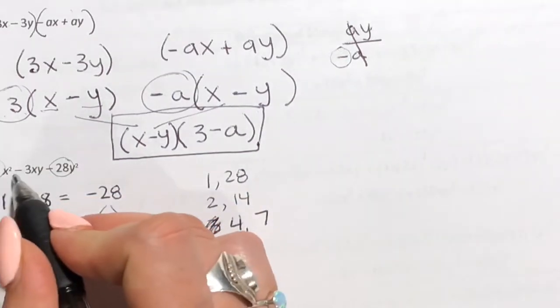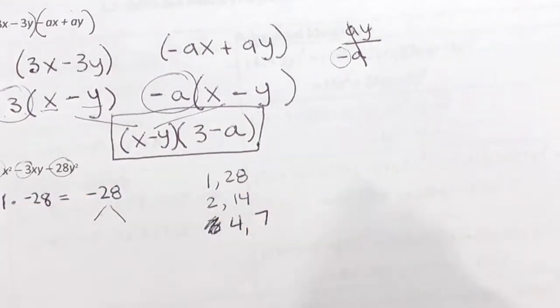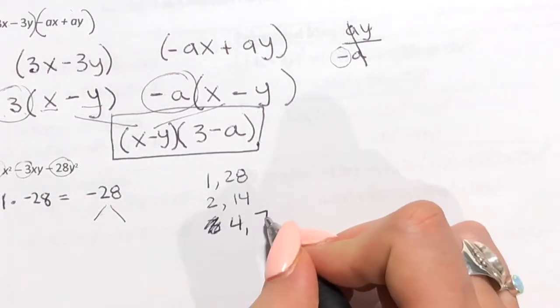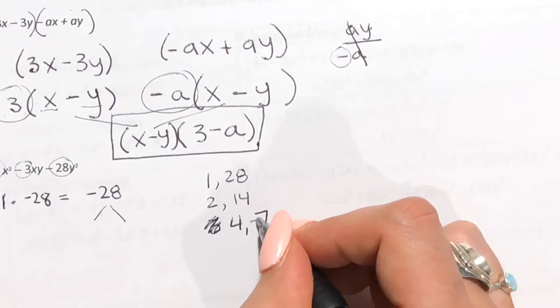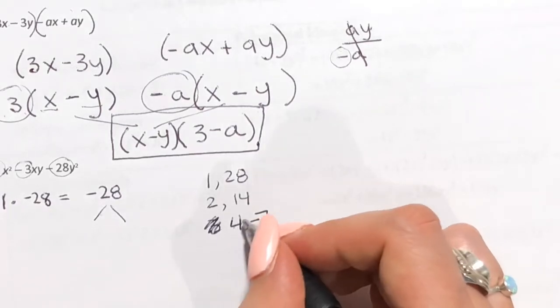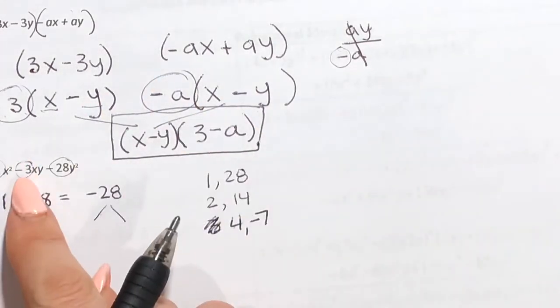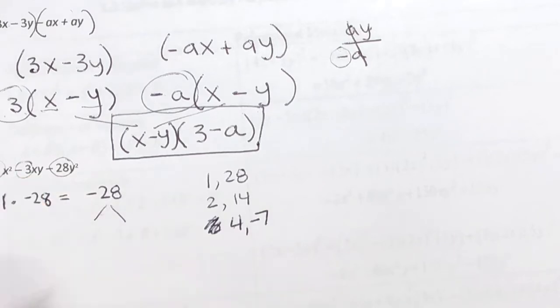This is where you need to look at your signs. This is a minus 3. Right now I have both a positive 4 and a positive 7, but if I make this a negative 7, 4 minus 7 is negative 3, which is what I'm looking for.